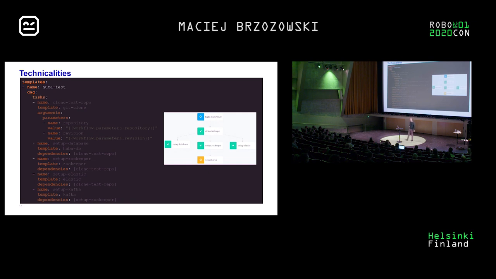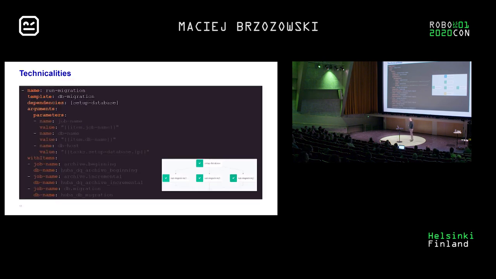We just need to provide the name for the step and the subtemplate. The subtemplate is a definition of the step, so what image is used and so on. We can also provide arguments at the step level. So here I'm passing the repository information and stuff like that. And for other steps, we provide dependencies. It can be a list of dependencies. And we do as many steps as we want. We need to define the subtemplates.